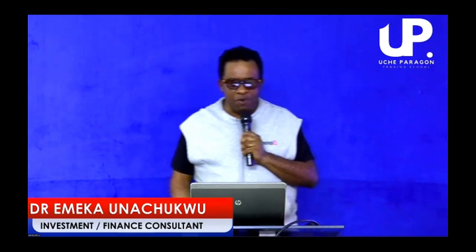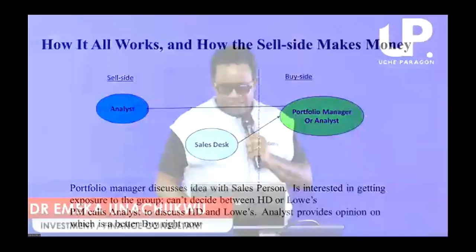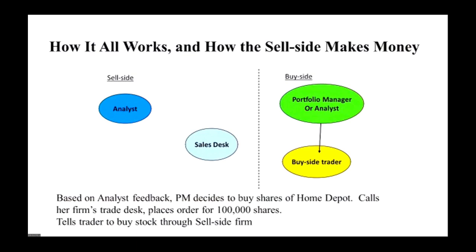Now, the portfolio manager discusses with the salesperson. He is interested in getting exposure to the group, but he cannot decide, so he calls the analyst. Now, the analyst provides more information. We received information from the sales desk. The portfolio manager is now talking to the analyst. We need more information on it. Now, go to the next one.